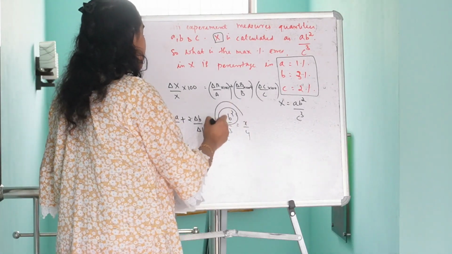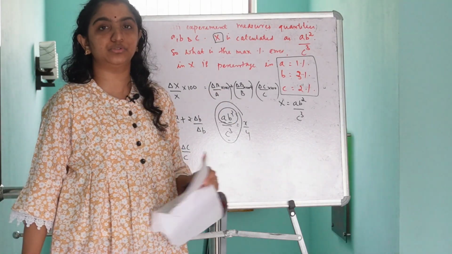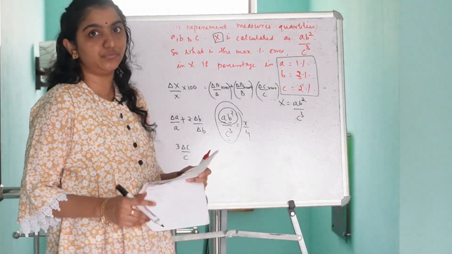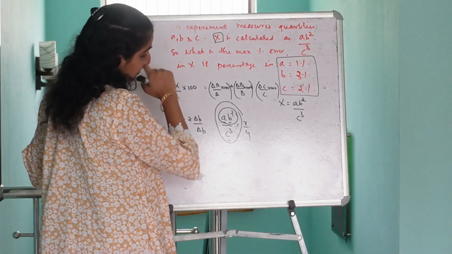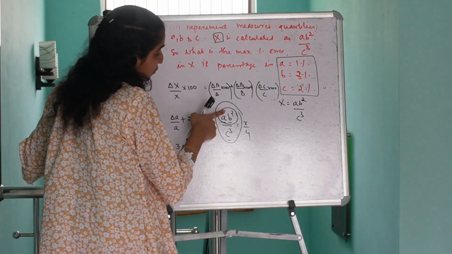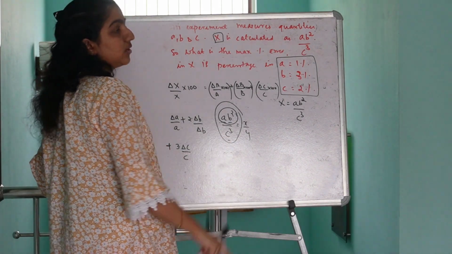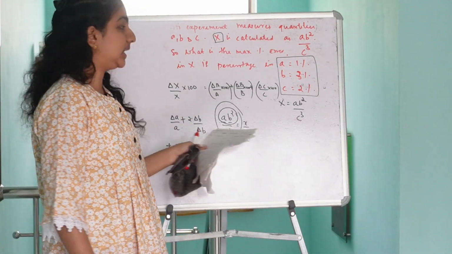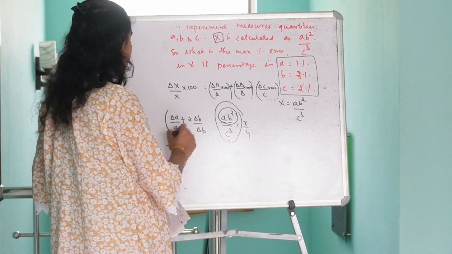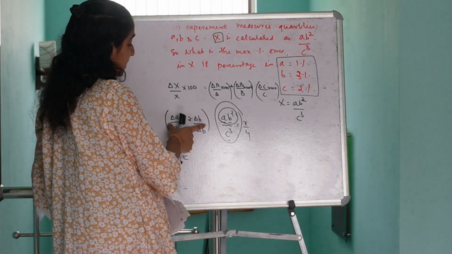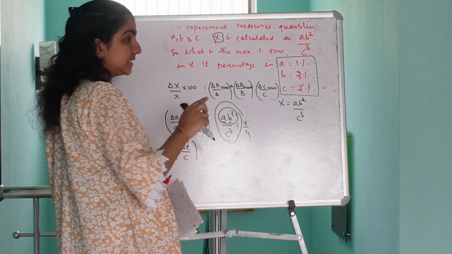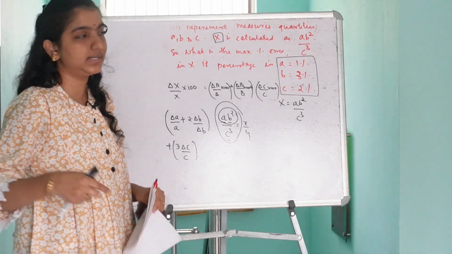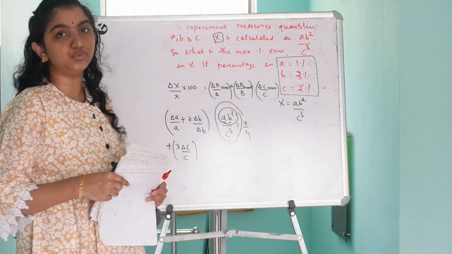Now I am going to consider this whole term. So how do you find the relative error? You have to simply add up the relative error of numerator and the relative error of denominator. So what is the relative error of numerator? Relative error of numerator I have written in this bracket. And what is the relative error of denominator? That is 3 into del C divided by C. So I am adding these two relative errors.